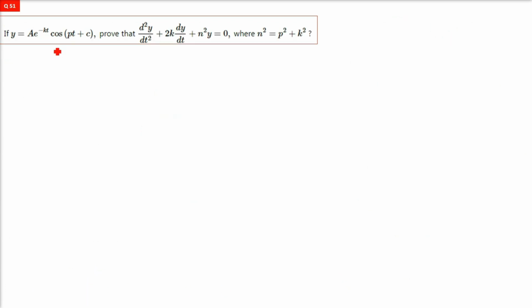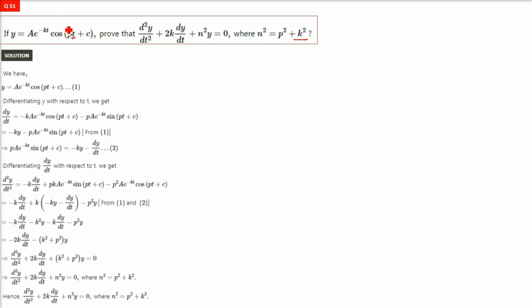This is your answer. Now y is equal to a e to the power minus kt cos(pt plus c). There are so many constants here. Please remember, t is not a constant because in the equation it is dy by dt, d2y by dt2. So t is x here. You can assume like that. So we can just call y equals a e to the power minus kx cos(px plus c), and you have to find out dy by dx, d2y by dx2. Now at some point we are going to use p square plus k square as n square in order to find out this equation. Let us start here. This is the reference for you if you want to continue. I am solving it now.